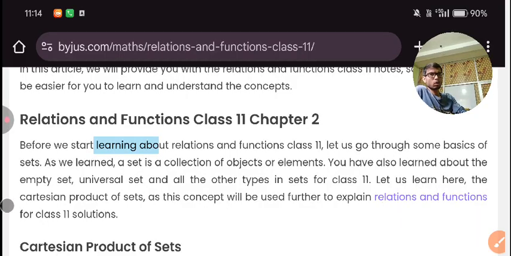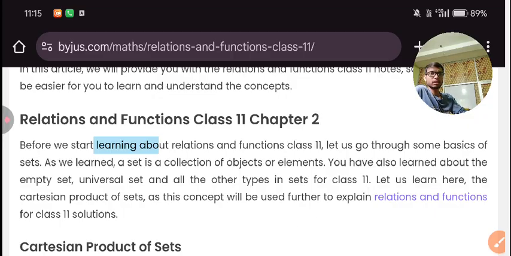You have also learned about the empty set. A set which does not have any element is called the empty set. A universal set is a set which contains all sets and all the other types of sets. The types of sets we saw: infinite, singleton, empty set, subset, superset. Yes, all this we saw.